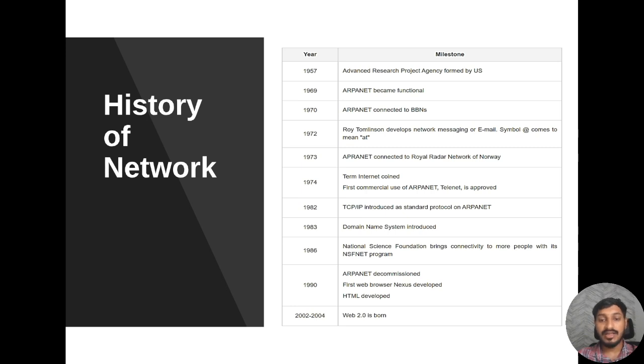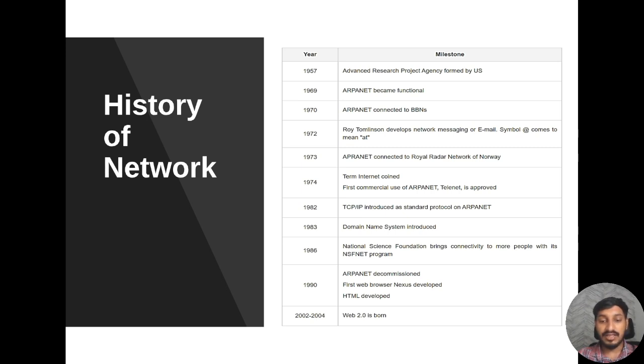Then in 1974, the term internet was coined. The first commercial use of ARPANET, Telnet, was approved and brought to the public in 1974. In 1982, the most famous and important model we need to learn, the TCP/IP model, was introduced by ARPANET. Then in 1983, the DNS system, the Domain Name System, was brought in, which we'll be learning about in further courses. In 1986, the National Science Foundation brought connectivity to more people through the NSFNet program.